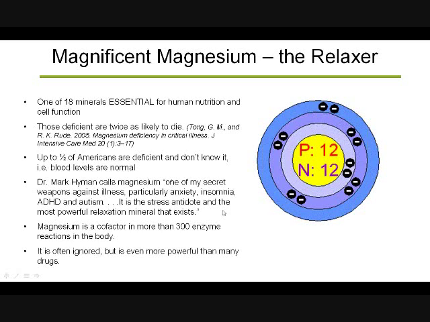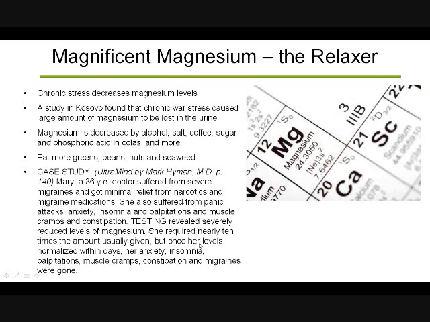It is the stress antidote and the most powerful relaxation mineral that exists. Chronic stress decreases magnesium levels. A study in Kosovo found that chronic war stress caused a large amount of magnesium to be lost in the urine. Food sources: beans, greens, nuts, seaweed, and supplements.